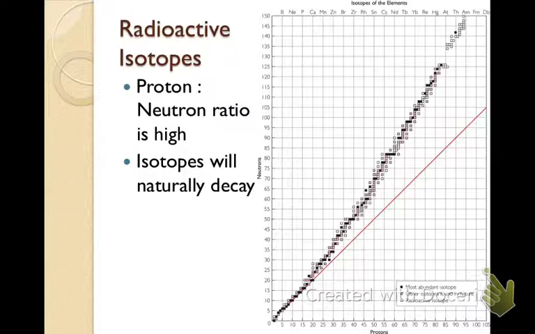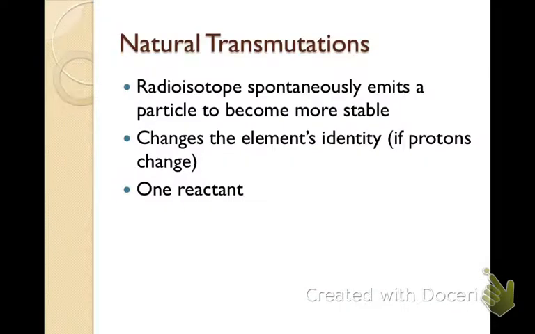To remind you, radioactive isotopes are when the proton to neutron ratio is not a 1-to-1 ratio. So you might have more or fewer neutrons than you would the number of protons. Remember, the protons have a positive charge, they're constantly repelling one another, so the neutrons are in there to balance out those charges. And these isotopes will naturally decay, and we're going to talk about how they naturally decay here.